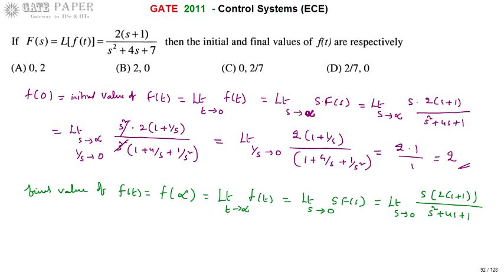If you replace s with 0, this will be 0 into something. Even though the something is non-zero, giving a non-zero value of 2, it will be multiplied with 0, so entirely you are going to get 0 itself. So the final value of f(t) is 0 and the initial value of f(t) is 2. So the right answer for this question is B. B is the right answer for this question.